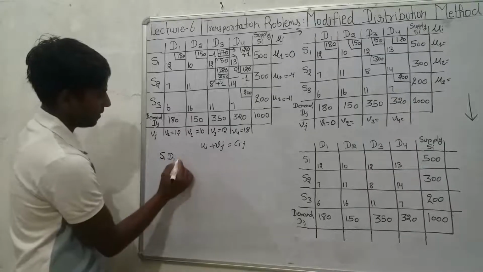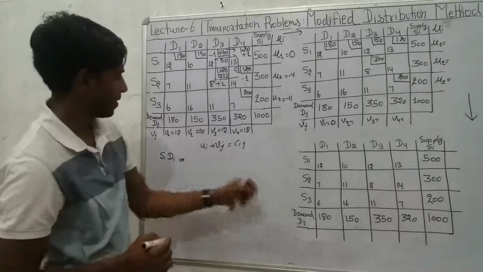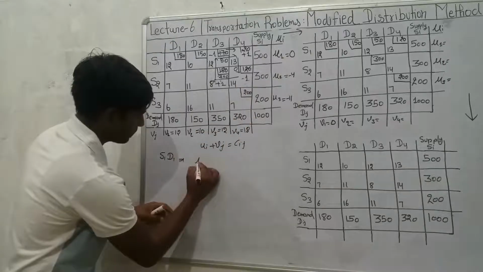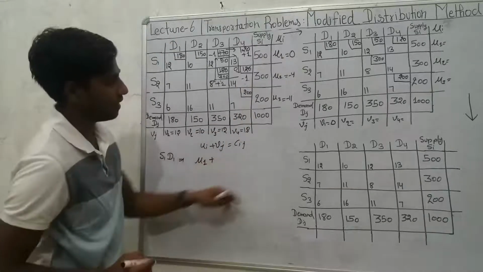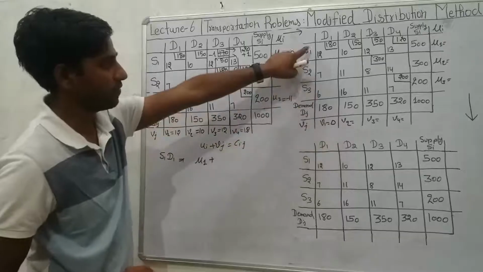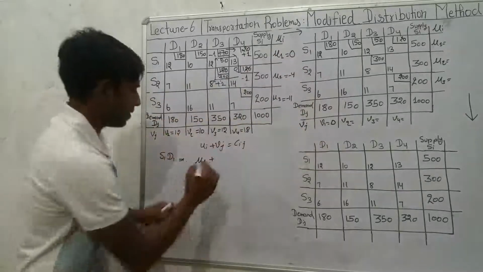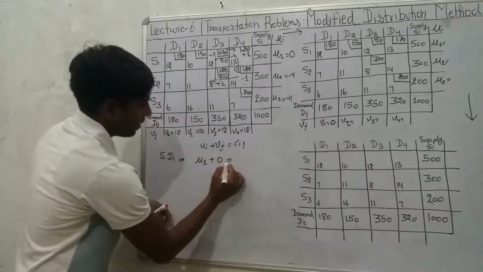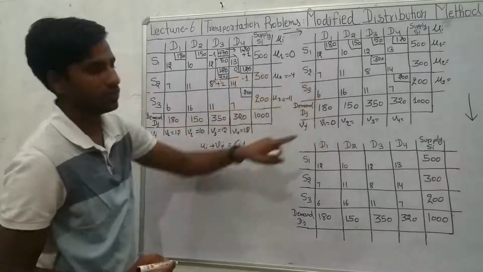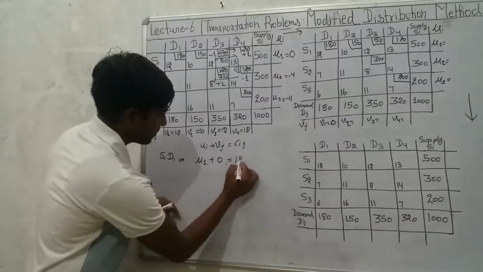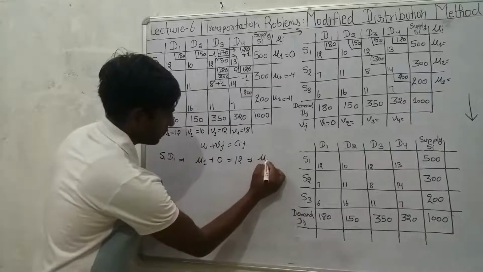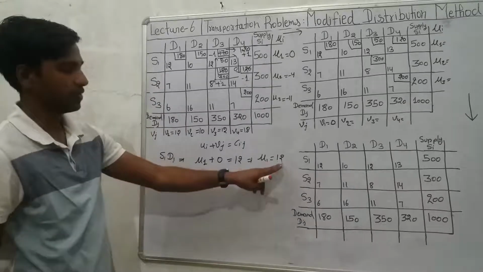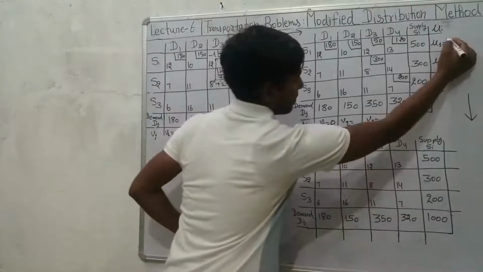Apply this formula for this occupied cell. For this particular cell, what is the value of ui? We don't know, so u1 we don't know. What is the value of v1? Because it is the first column, I am taking it as v1, which is 0, that I have assigned. And what is the value of cij? It is equal to 12 cost per unit. So u1 would be equal to 12. Okay, u1 would be equal to 12. So I am writing it here.